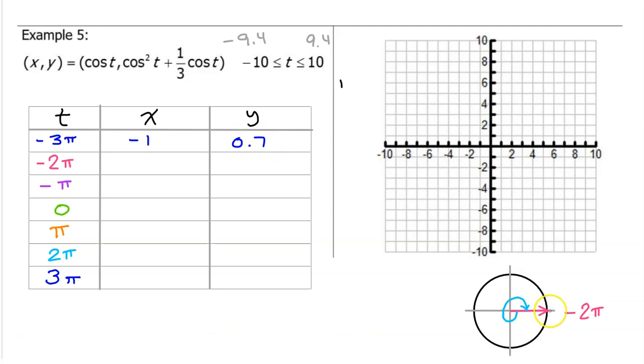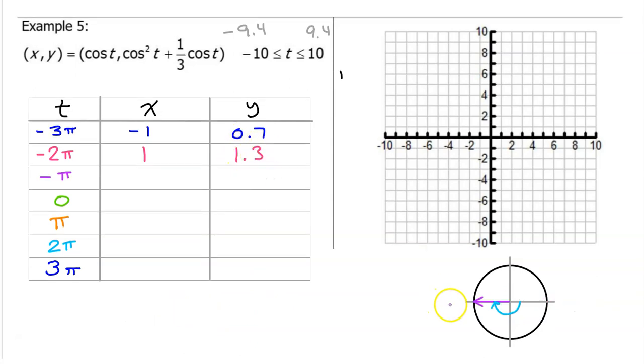-2 pi is right here on the unit circle, where cosine is 1. So the x-coordinate will be 1. The y value will be the cosine squared plus 1/3 of the cosine. So that's just going to be 1 1/3. So let's call it 1.3. -pi is right here on the unit circle, but that's the same place as -3 pi. So we will again get -1 for x and 0.7 for y.